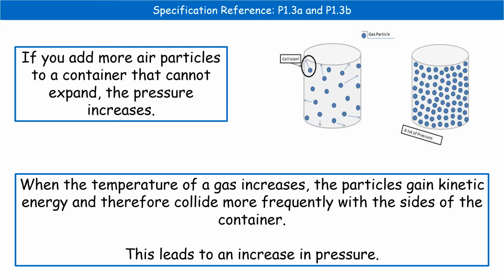Now, one of the ways that we can actually increase the pressure is by increasing the temperature. Because when we increase the temperature of a gas, the particles are going to gain kinetic energy, and therefore we have more frequent collisions with the sides of the container, causing that increase in pressure. So do remember that we're looking for the idea of gained kinetic energy and therefore more frequent collisions. Now, as soon as that happens, pressure increases.